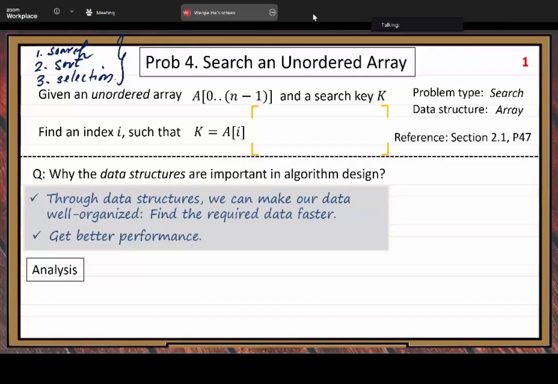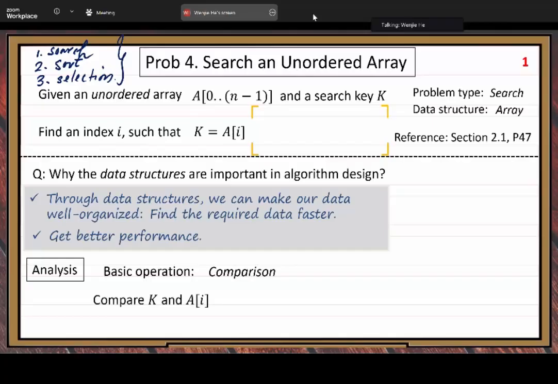For this example, we just choose the simplest data structure, the array. The basic operation is comparison. In order to solve the problem, we need to do comparisons. So that's our basic operation.